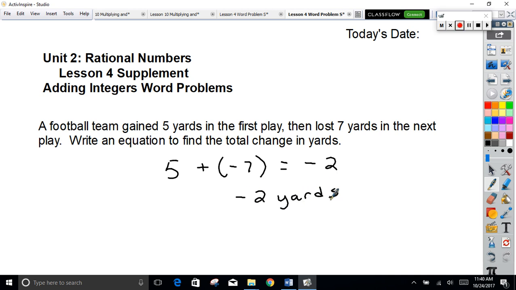Or you could say the team lost 2 yards. You don't have to put a negative sign if you use the word lost, because the word lost means that it's negative. It's kind of like in grammar, you wouldn't say, I don't have no candy. If you say I don't have no candy, what you're really saying is that you have candy. That's a double negative. Same thing, we don't want to say the team lost -2 yards because that would be a double negative.